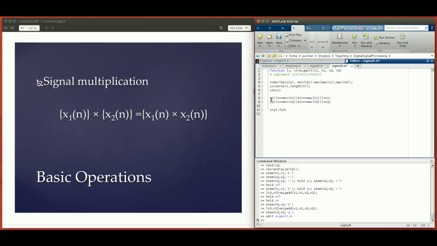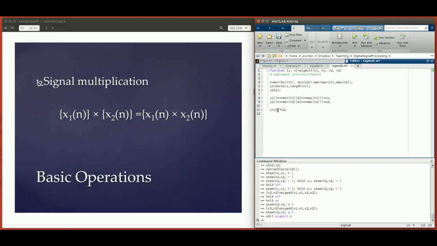Again, y1 is just a container of x1, but with the horizontal axis extended to include both n1 and n2. And y2 is just a container of x2, but with the range extended to include both n1 and n2. Now y1 and y2 all have the same range as n.